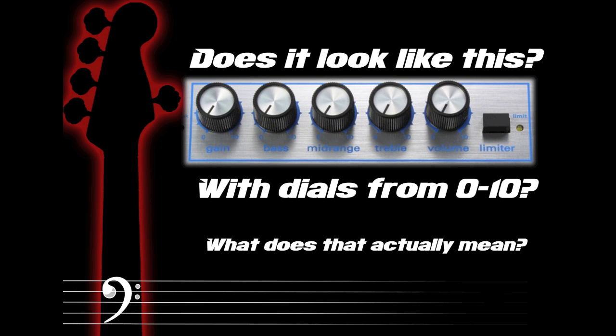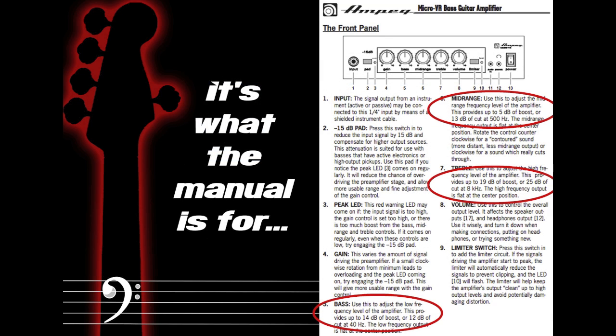You're going to need to open your manual. This image shows the manual for my amplifier. Scrolling through to the relevant preamp section, the description actually tells me exactly what each control does. For example, the bass control allows me to adjust the low frequency up to 14 decibels of boost or 12 decibels of cut at 40 Hz. So it's telling me that 40 Hz is the frequency and how much I can cut or boost it by.